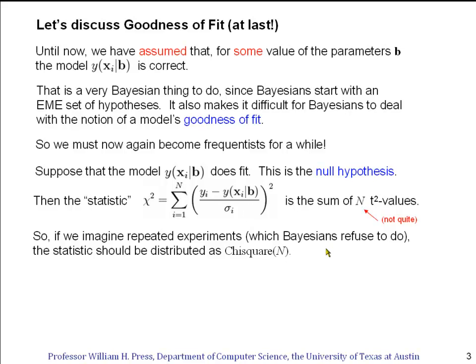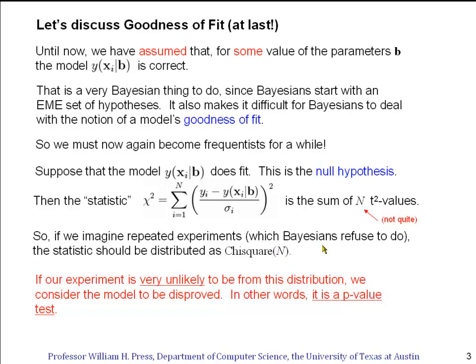So if we imagine repeated experiments, which of course Bayesians refuse to do, but frequentists do very naturally, under repeated experiments, the value of this statistic should be distributed as the sum of n t-squared values, and that we know is the chi-square distribution with an argument n in here. Now we're all set up to do a p-value test.